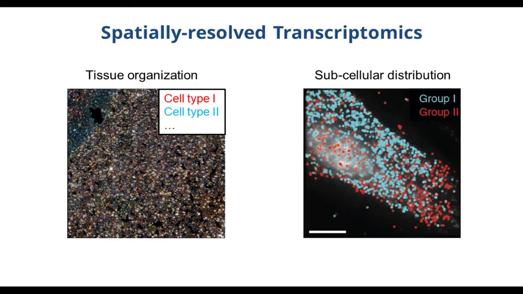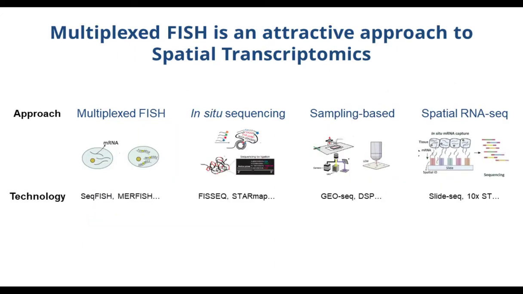And not just at the tissue level, but also at the subcellular level. If we can look at the localization of RNAs, perhaps we can infer their functions. How and what are they doing in the cells? There are currently many approaches that people use to achieve spatial transcriptomics. There are four that I highlighted here: multiplex FISH, in situ sequencing, sampling-based sequencing, or spatial RNA-seq.